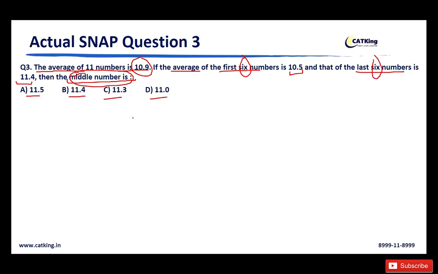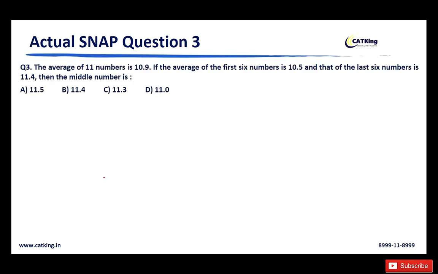Please make sure that you solve this question correctly. Use the formula average is equals to sum of all numbers divided by total number. I'm sure you will be able to solve this question. So I would request you to pause the video right here, right now, and try to solve this question on your own. But in case you're not able to, don't worry, you can have a look at the solution as well.